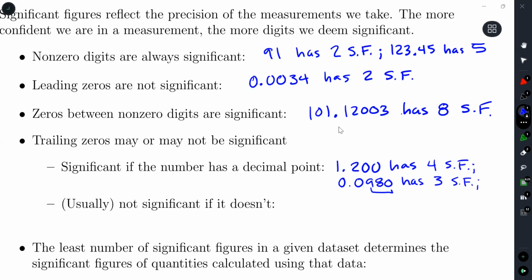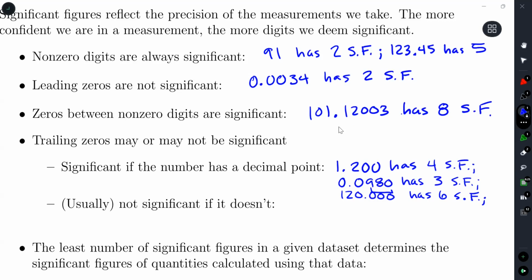So 3, and one more. Is it 6? It's 6. So those are all trailing zeros. I think it's just the number of zeros that starts to become alarming and you start to worry, that seems like a lot to be significant, but they are in that case. That means you know your measurement very well to be able to specify those extra zeros.